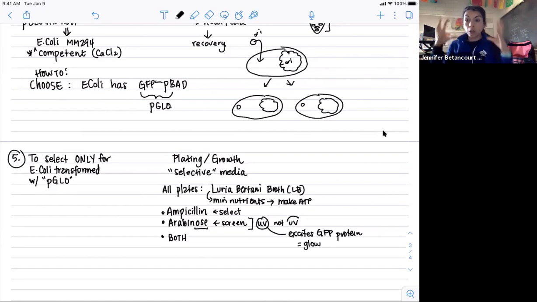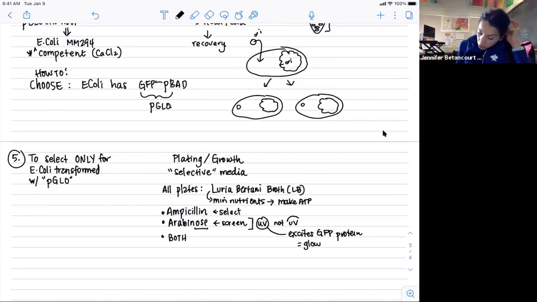Anytime you see glowing, that tells you that those cells took up the GFP gene, transcribed it, and translated it into the right structure and the right function, so that when you shine UV light, it glows. So glowing means functional GFP, which indicates successful transformation.